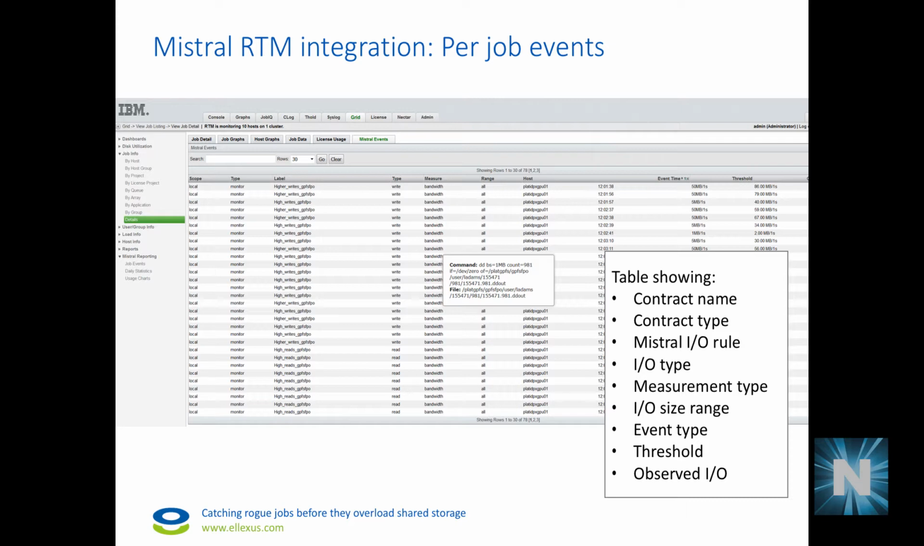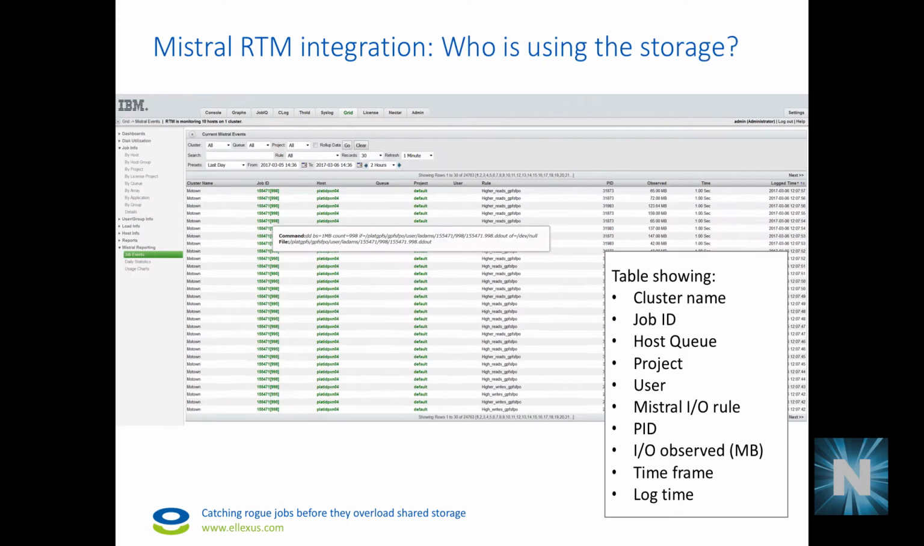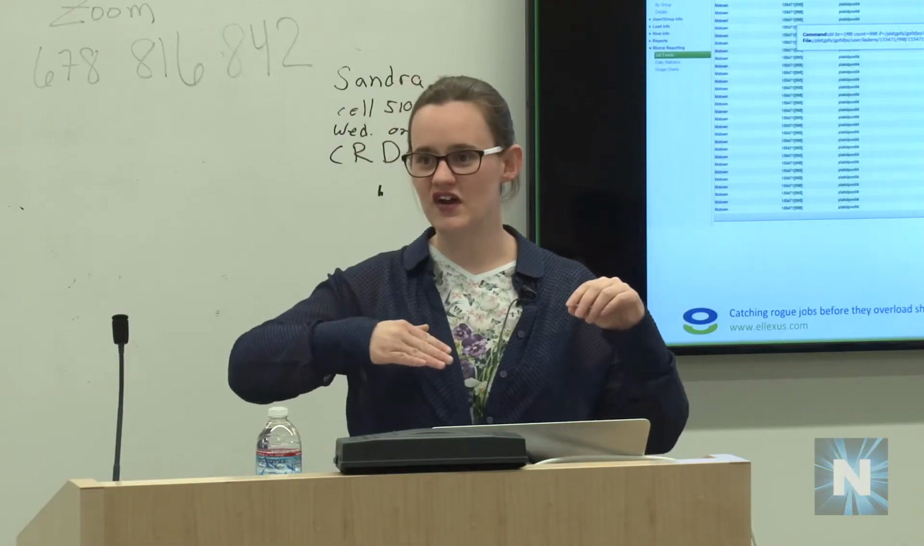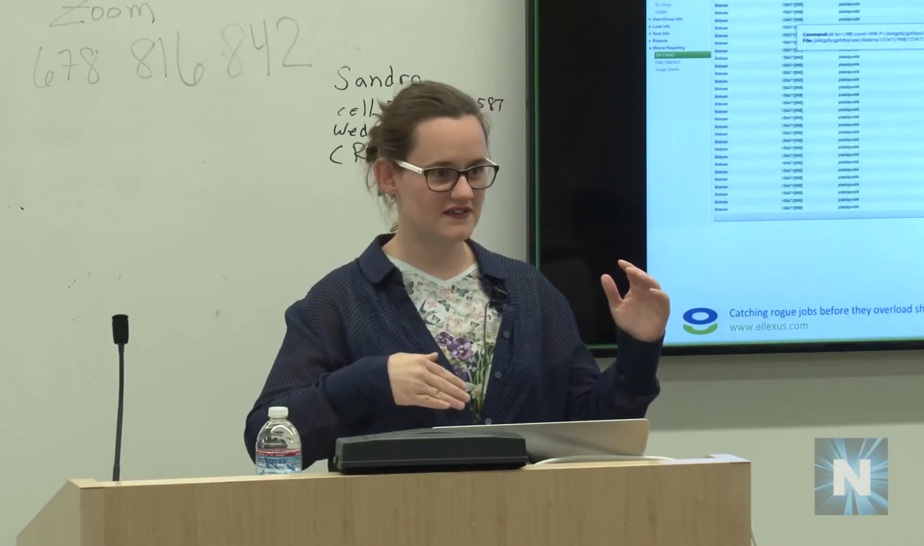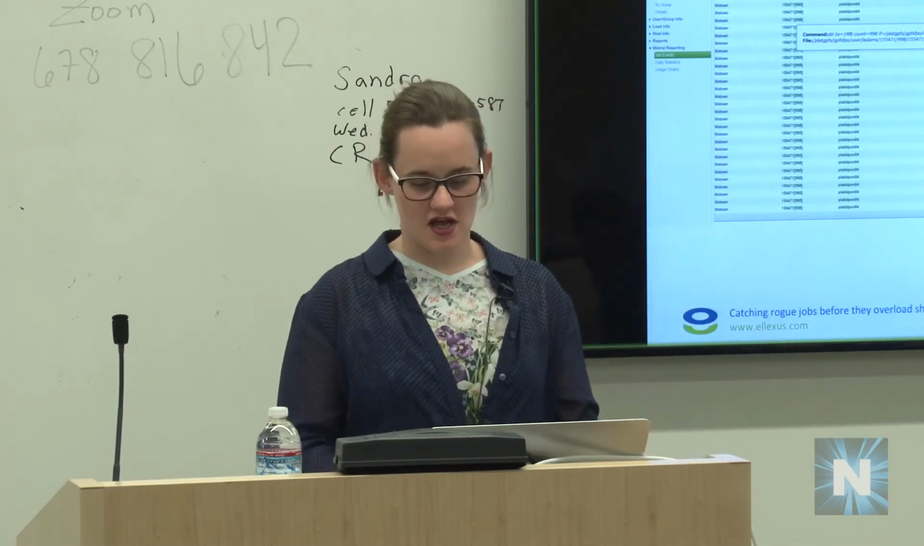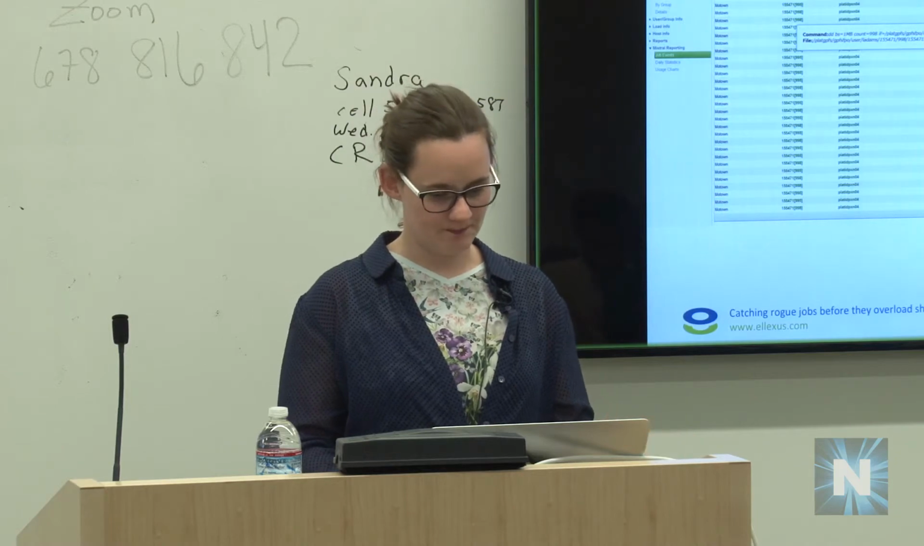And that's per job. And then you can also get more information about who is hitting your storage at a larger level. So it can give you the cluster name, the job ID, the host queue, the project user, and so on. So it's very easy and quick, even from this very simple view of listing the events, even without any Grafana integration or anything like that, you can see what's going on.